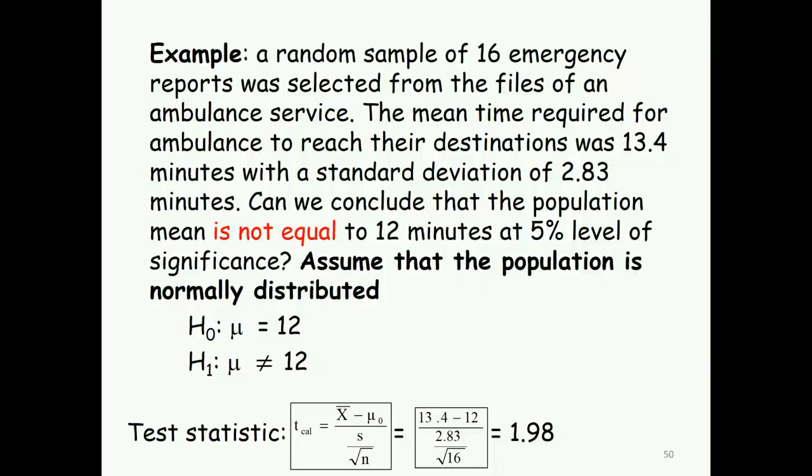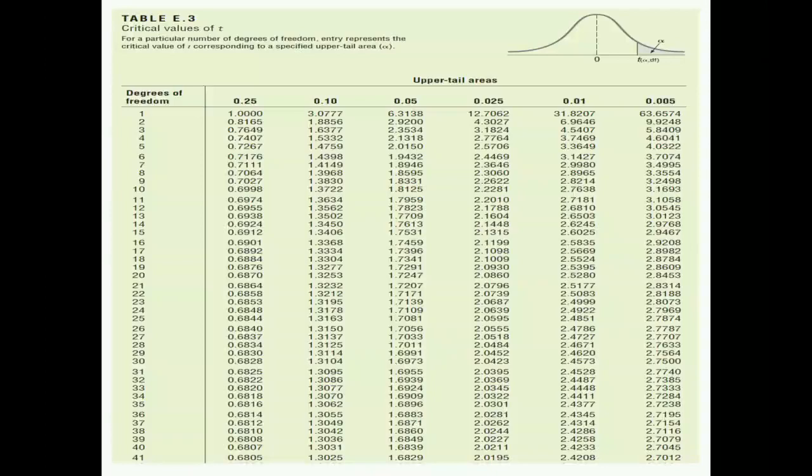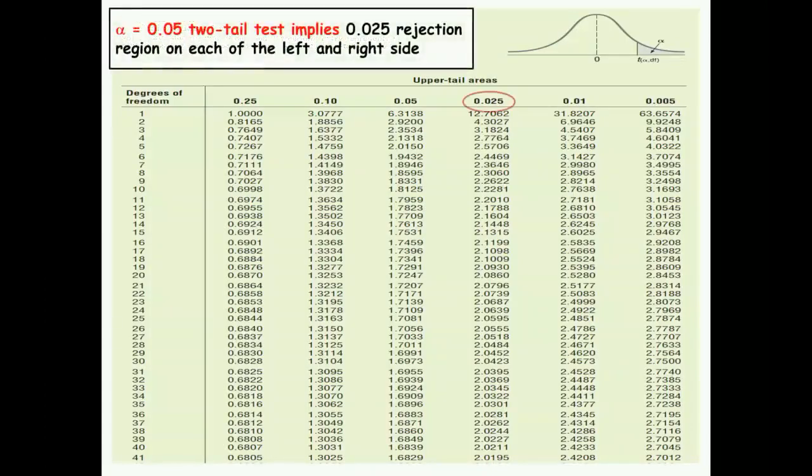So I calculated 1.98. Then I need a critical value. How many degrees of freedom do I have? I have 15 degrees of freedom. So I go to the table, 5%. Is it a two-tailed test? On the right, how many percent? 2.5% to the right, 2.5% to the left. Degrees of freedom, 15. So this is the critical value.